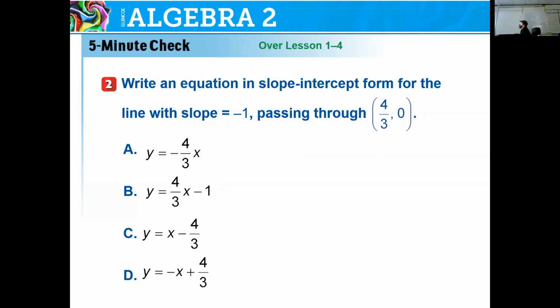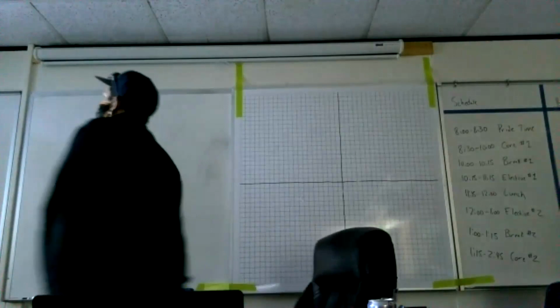Okay, here they're giving us a next similar question. It says write an equation in slope-intercept form for the line with a slope of -1 passing through the point 4/3, 0. So we want to use point slope form here, and then we will transform it into slope-intercept.